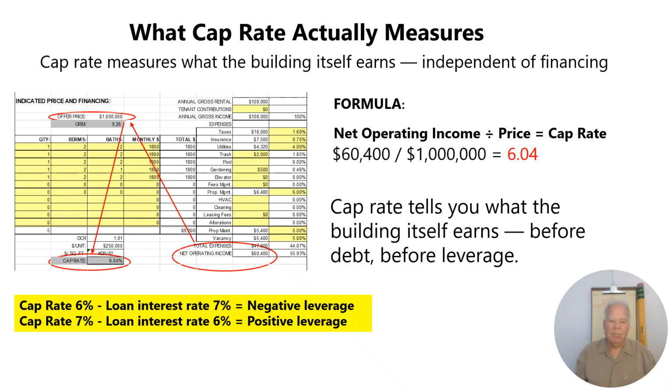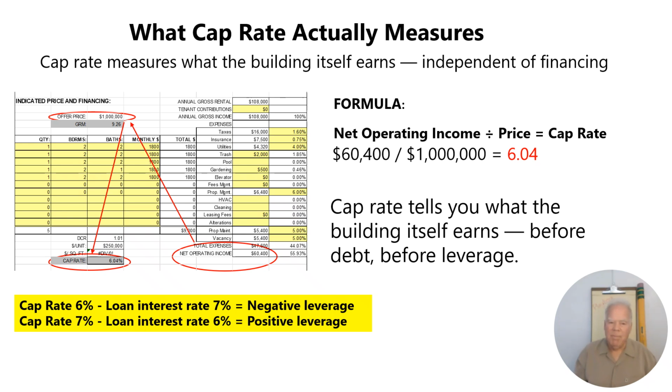Let's talk about the cap rate. The cap rate measures what the building earns on its own. It's income-based, and the formula is very simple. It's net operating income divided by the price. So in this case, the $60,400 is divided by the $1 million price, and that's a 6% cap. What this tells us is what the property itself earns before the finance is introduced.